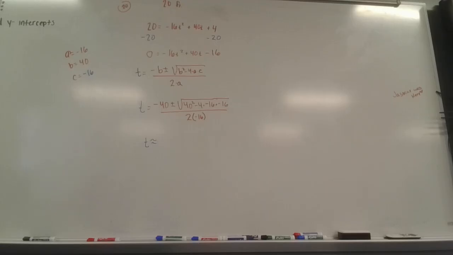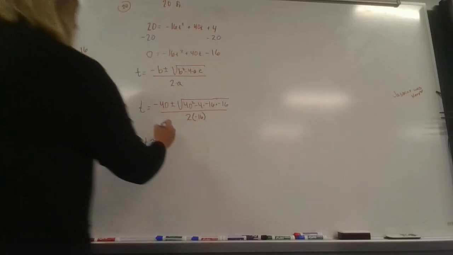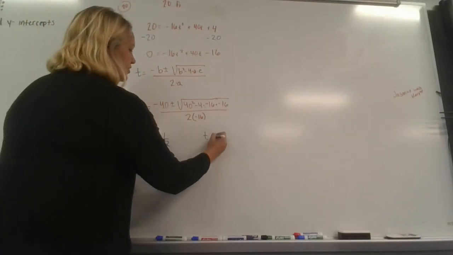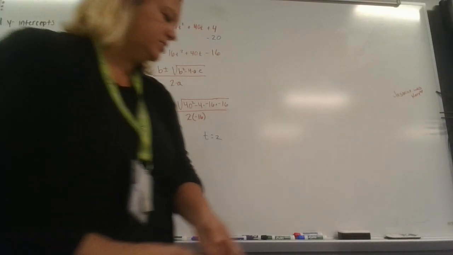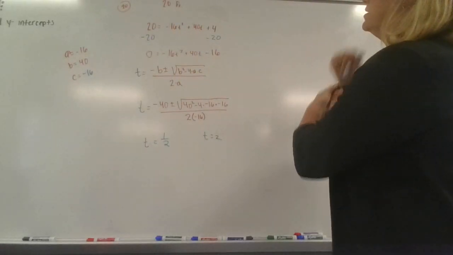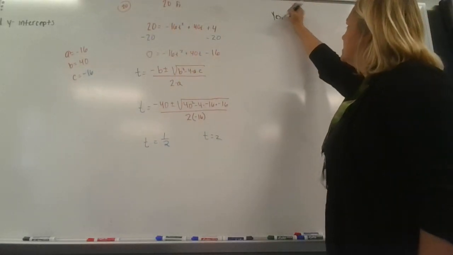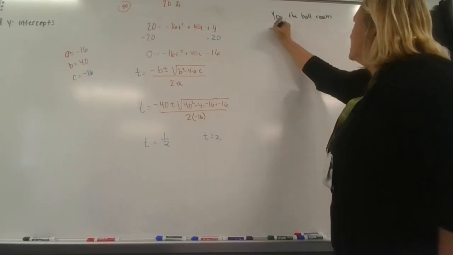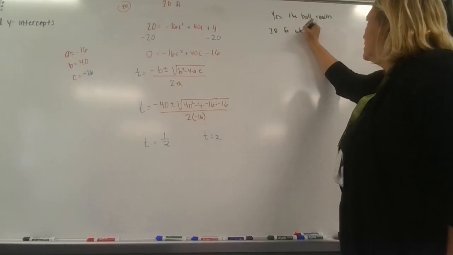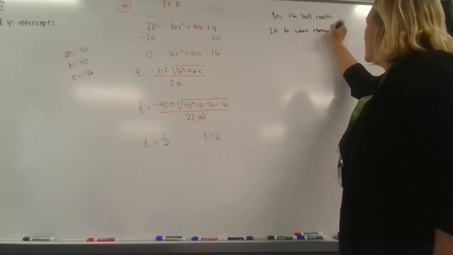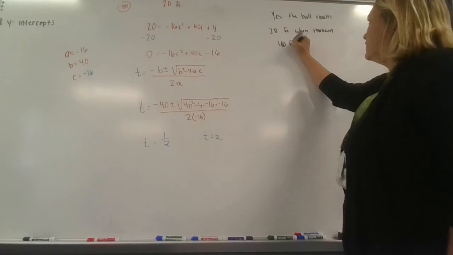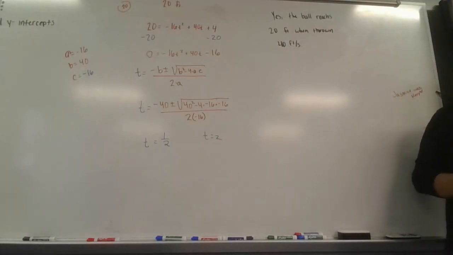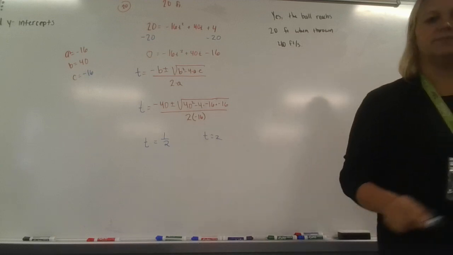So let me finish this one. All right, so your answer is 1/2. And then when you subtract, oh, it's an even 1/2. And your answer is 2. So we need to answer this in a complete sentence to show that we actually understand what we're doing. We're going to say, yes, the ball reaches 20 feet when thrown 40 feet per second, and it reaches it after half a second and 2 seconds. We got real number answers.